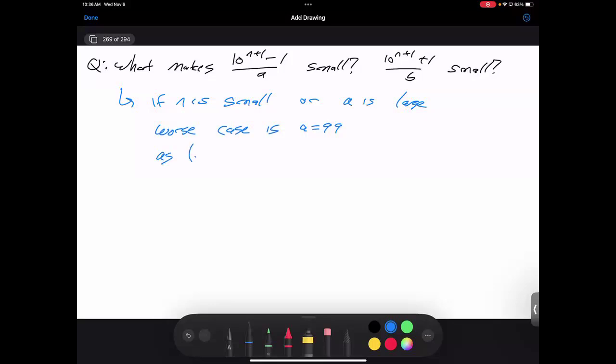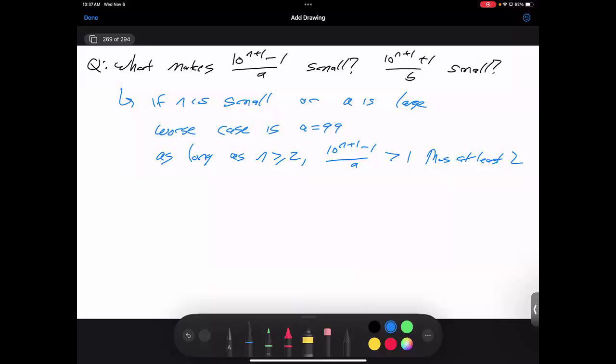So as long as n is greater than or equal to 2, then 10 to the n plus 1 minus 1 over a is going to be greater than 1, thus at least 2. And so this is a great proof strategy. If you know something is an integer, if you can show it's greater than 0, it must be at least 1. If you can show it's greater than 1, it must be at least 2. So we know once n is at least 2, the first factor is going to be at least 2.